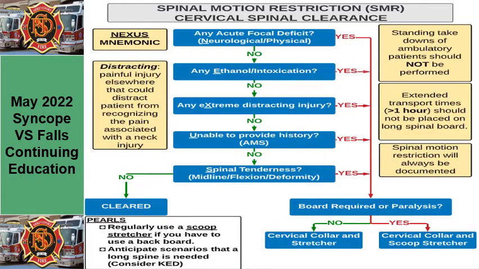So let's talk about spinal motion, cervical spinal clearance, okay? So the NEXUS is the mnemonic. It's neurological, ethanol, extreme distracting injury, unable to provide history, or spinal tenderness. What is a distracting injury? Any painful injury elsewhere that could distract the patient from recognizing the pain associated with a neck injury.